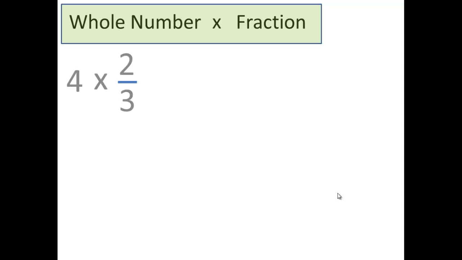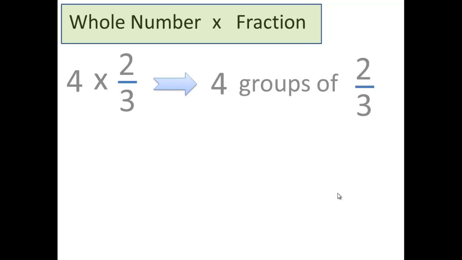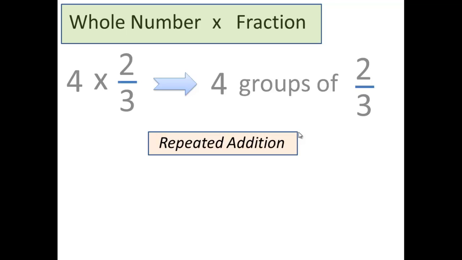Let's use one example. Let's take 4 times 2/3. And I want you to try to remember what that means. If you have 4 times 2/3, just whisper to yourself, what do you think that means? 4 groups of 2/3. Okay, so anytime you see that multiplication sign, I want you to think of the phrase groups of. So when I say multiplication, say groups of.